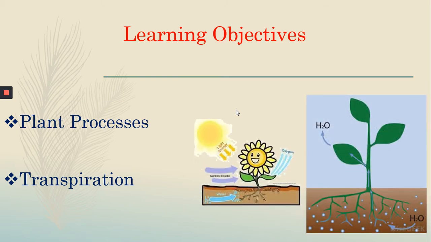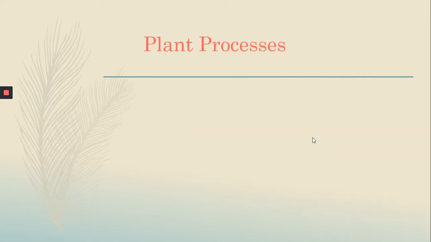So here you can see the different processes. The first picture is showing the process of photosynthesis. As we have learned in the function of leaves, the process of photosynthesis is associated with the production of food for the plants by the leaves. And here we have a picture of transpiration, where you can see the water is going to the leaf and out into the atmosphere. Let's discuss transpiration.